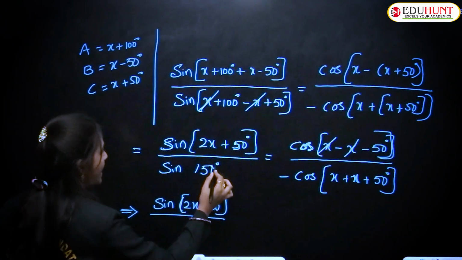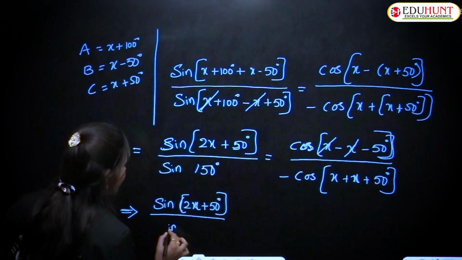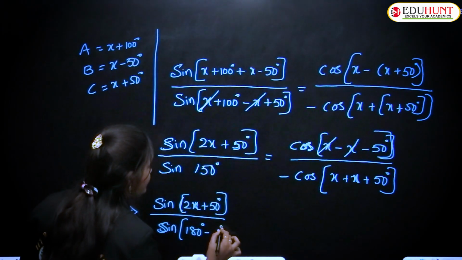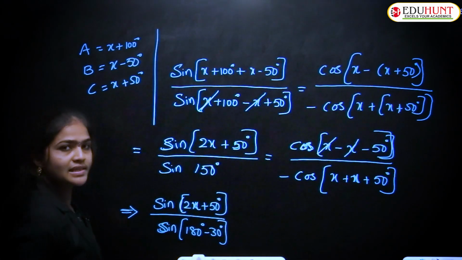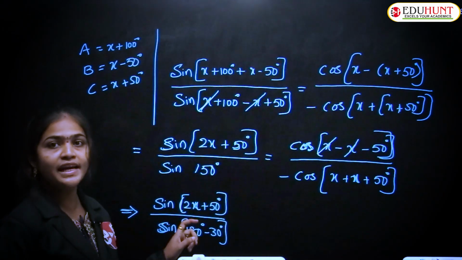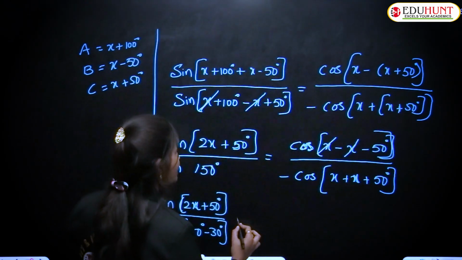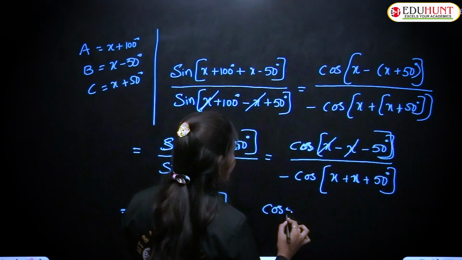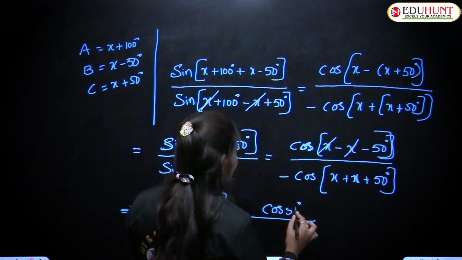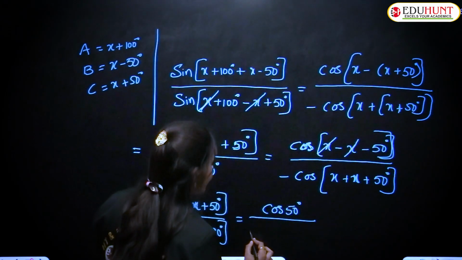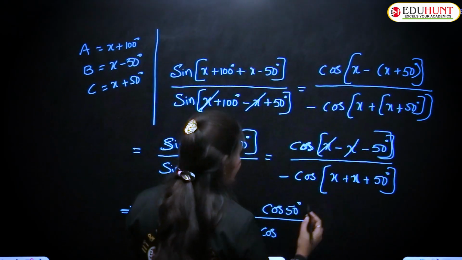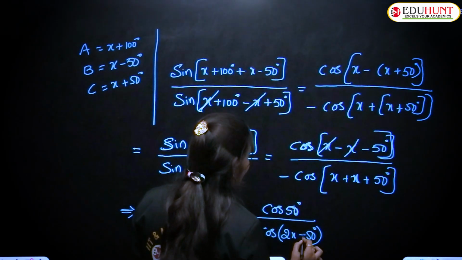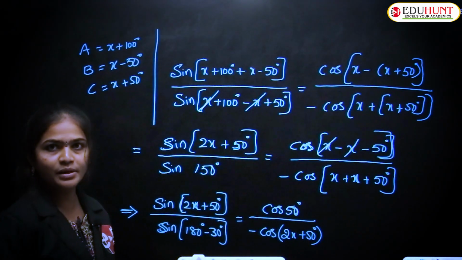whole by sin 150 degrees. We can write this one as sin of 180 degrees minus 30 degrees; 180 minus 30 degrees becomes sin 150 degrees. So which is equal to cos of minus 50, again that is cos 50 degrees only, whole by here minus cos of, here x plus x is 2x plus 50, 2x plus 50 degrees. Am I clear to you?